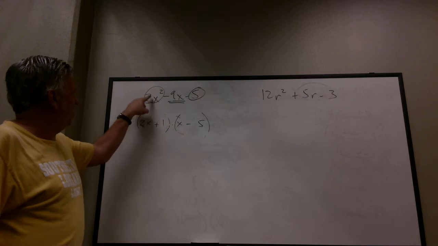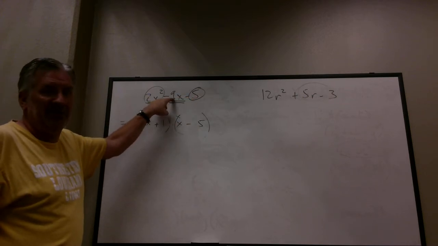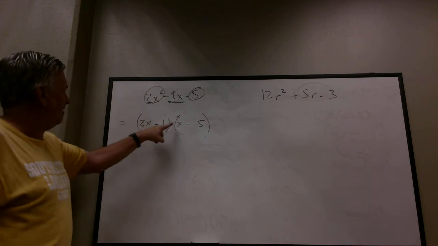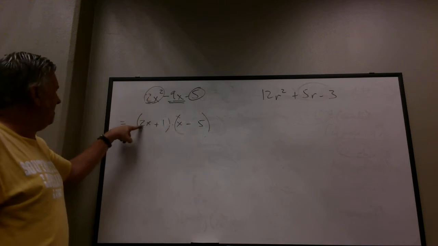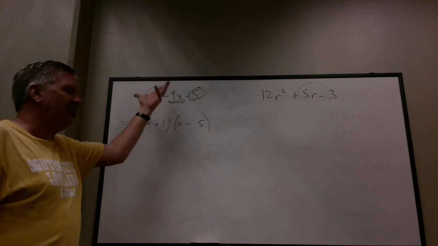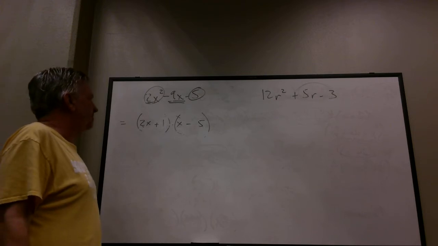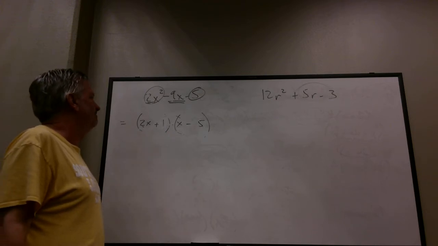Now be careful. Just because those give you that and those give you that does not mean when you do the rest you get that. You have to check that. So let me check. 2x squared, negative 10x plus x is negative 9x, minus 5. Now I know it took me forever to do that because I was trying to explain my thinking. Okay, so we factored that one.